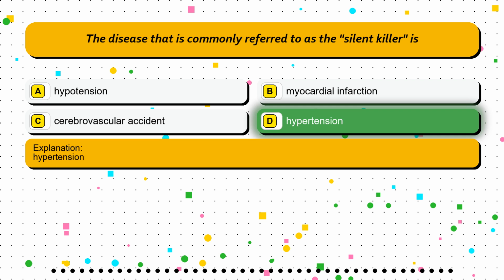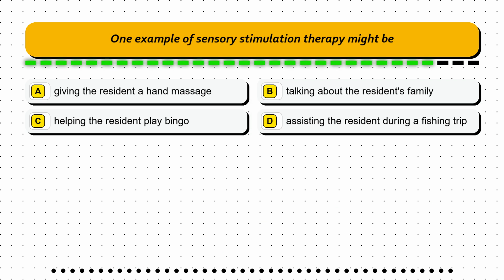Question 29. One example of sensory stimulation therapy might be: Option A, giving the resident a hand massage. Option B, talking about the resident's family. Option C, helping the resident play bingo. Option D, assisting the resident during a fishing trip.